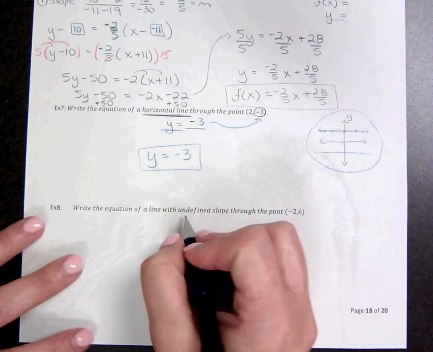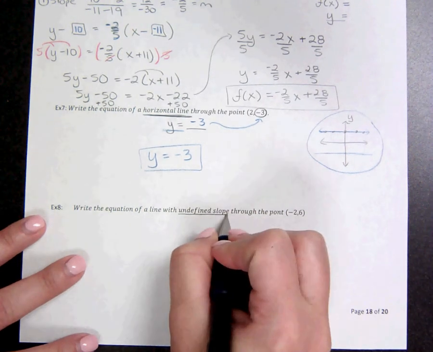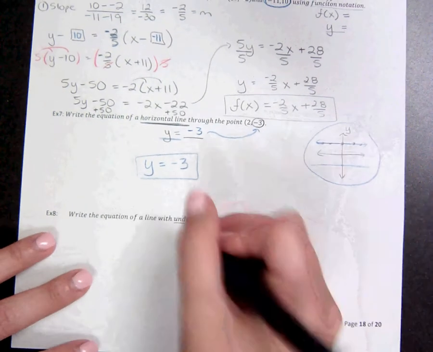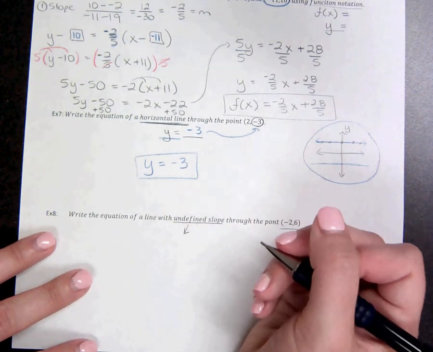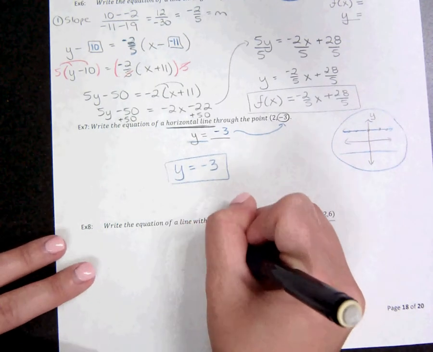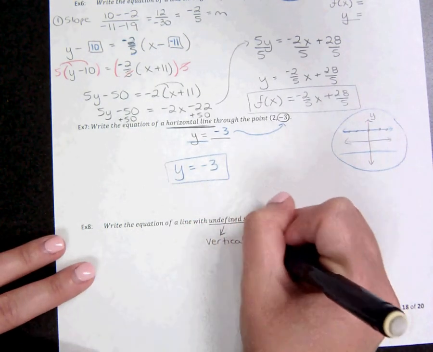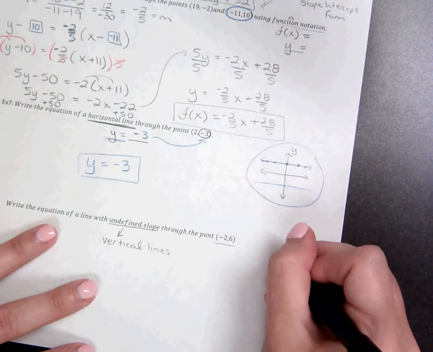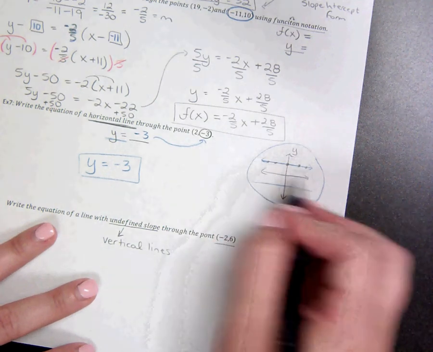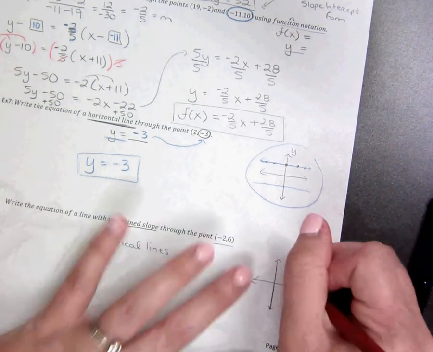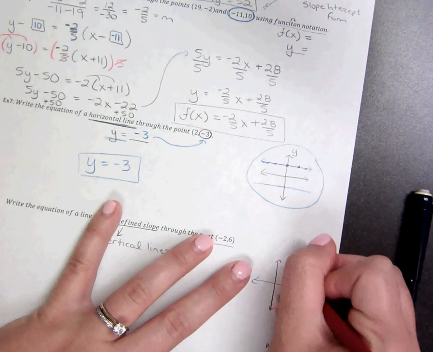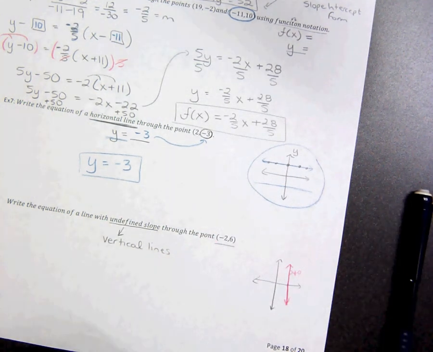Example 8 says write the equation of a line with undefined slope through the point negative 2, 6. So for this one, we have to remember what kind of line has undefined slope. And those are vertical lines. Again, a little sketch can help. Zero slope is when you're just not moving anywhere if you were standing on the line. Undefined slope is when you're trying to ski on something perfectly vertical and you can't stand on it.